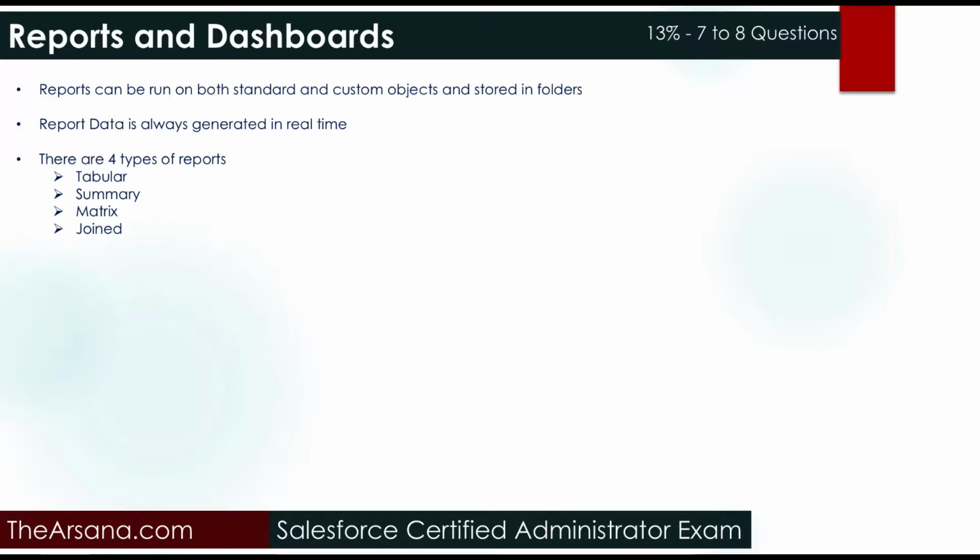Report data is always generated real time. So whenever you are setting up a report, you are just setting up the skeleton and you will have to run whenever you want the updated data. So there are 4 types of reports: tabular, summary, matrix and joint.